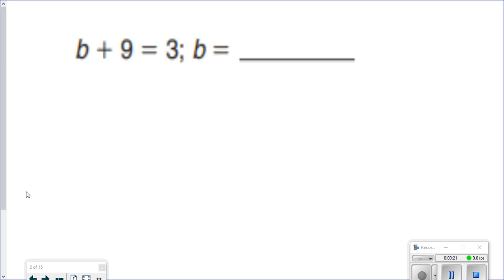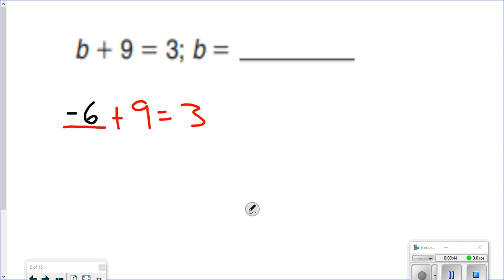B plus 9 equals 3. B has to be what number? Well, let's take a look here. So we have to find out what B is. So blank plus 9 equals 3. So I'm going to have to put a negative number in there to take some away from that 9. What would I have to take away from 9 to get to 3? I'm going to have to take 6 away.